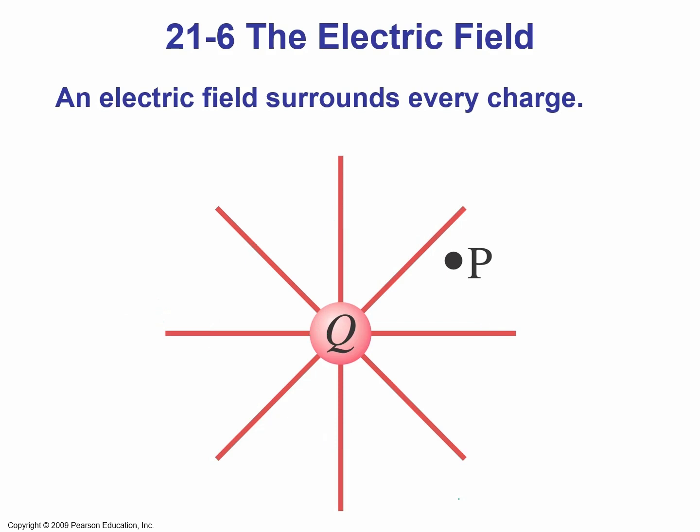On the other hand, if we have a negative charge at the center, negative Q, the direction of the field will be inward. We will have field lines toward the charge, because if we have an imaginary positive charge, that charge would observe a force attracted toward the negative charge at the center.